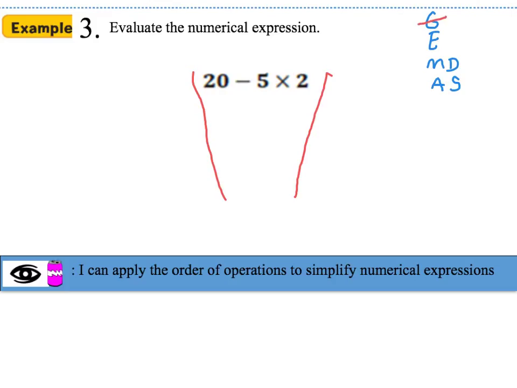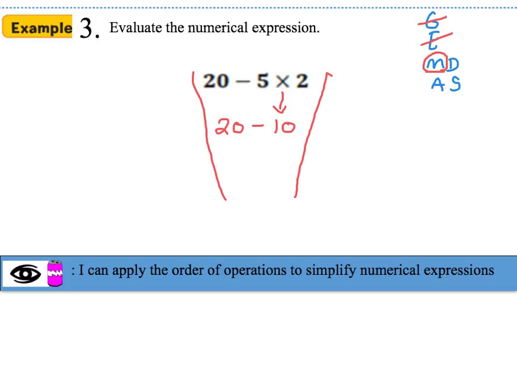So let's ask ourselves, does this numerical expression have any grouping symbols? It does not. Does our expression have any exponents? It doesn't. Does it have any multiplication? And it does. So I'm going to start with using the multiplication first. So 5 times 2 becomes 10. Then I'm going to drop down the rest of my problem, which is 20 minus 10.